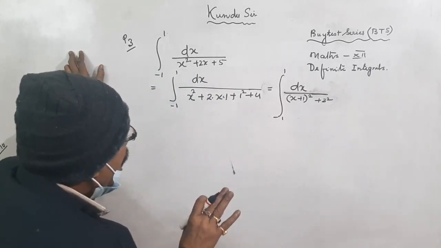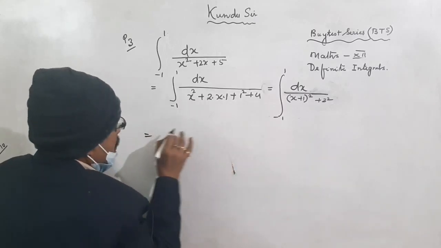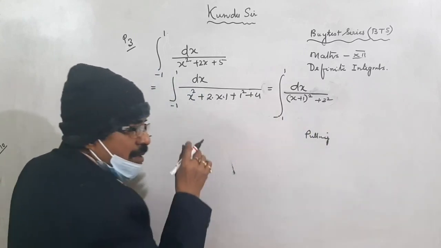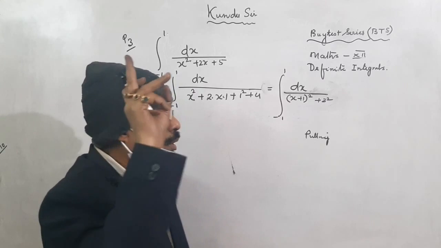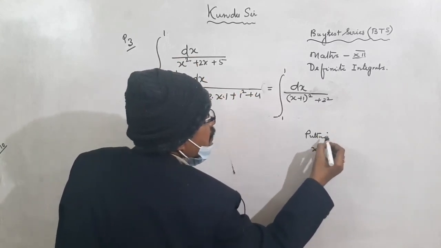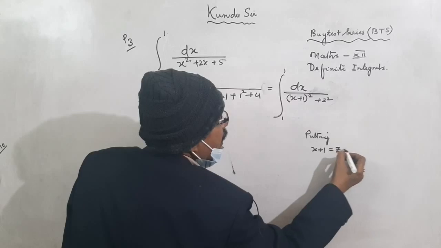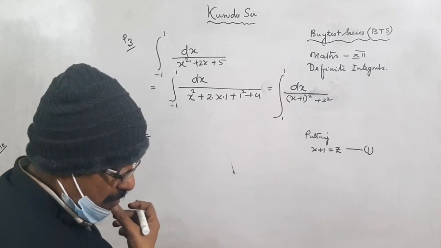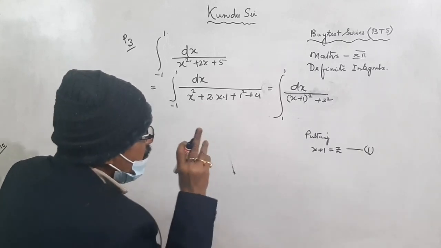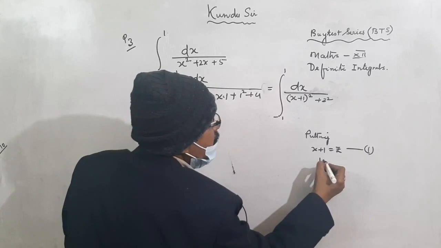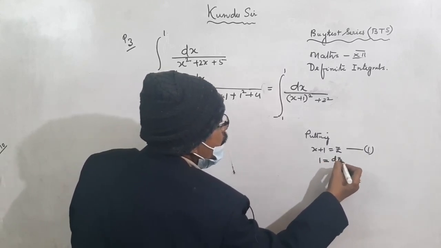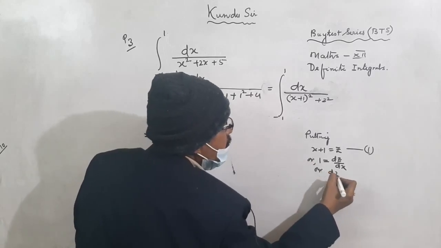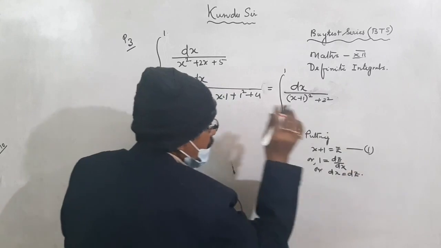Now taking substitution, putting x plus 1 equal to z, it is number 1. Now we are differentiating 1 with respect to x, so 1 equal to dz upon dx, or dx equal to dz, is one step.